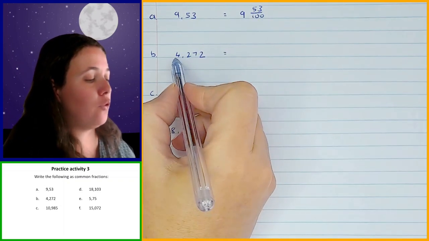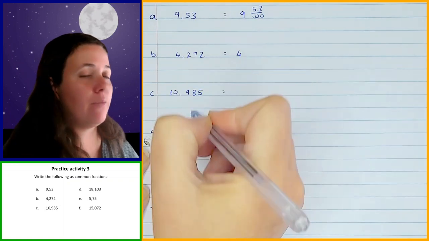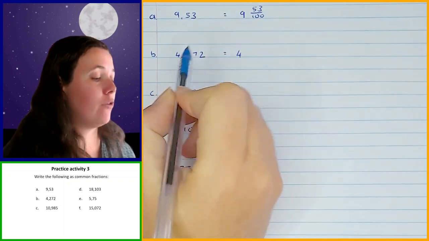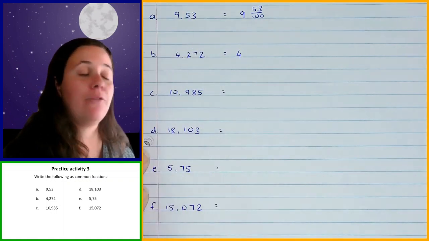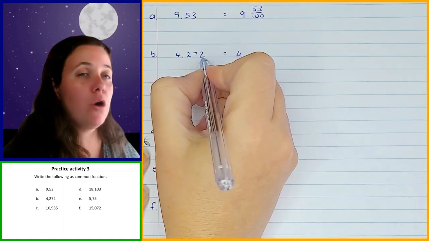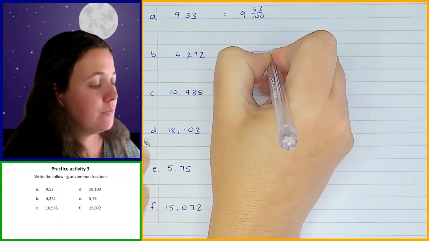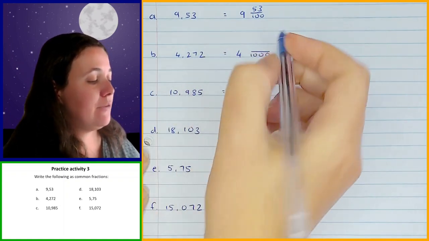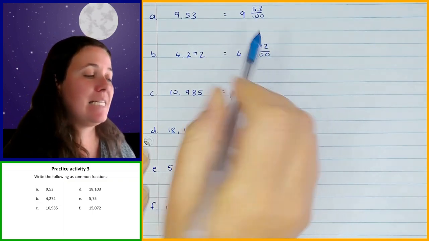The next one, we've got 4.272. The 4 is the whole number part of my fraction. And then the 272, the 0.272, that is the fractional part. This 2 over here is in the thousandths position, so it's going to be something over 1,000. And then I'm going to write 272 over 1,000. And now this I can simplify, okay?